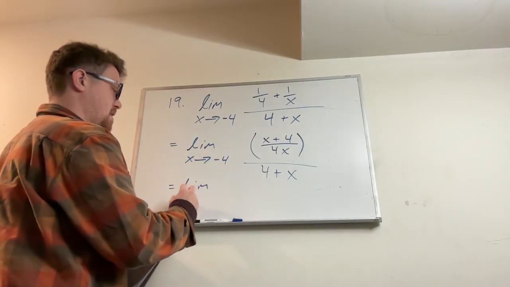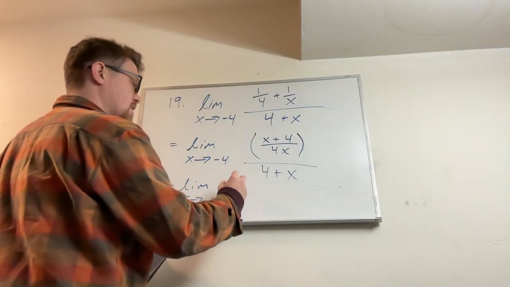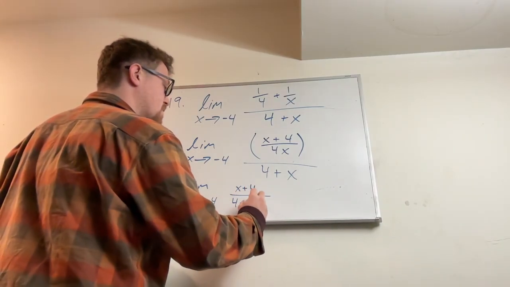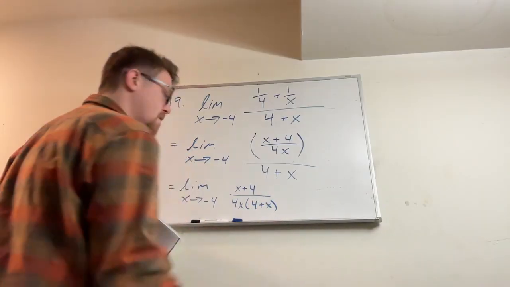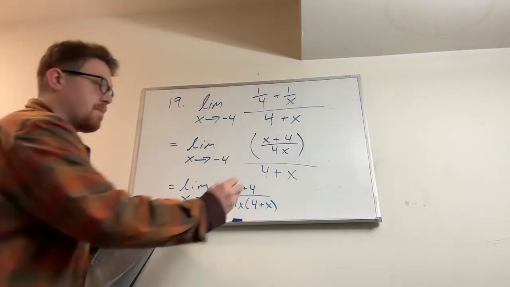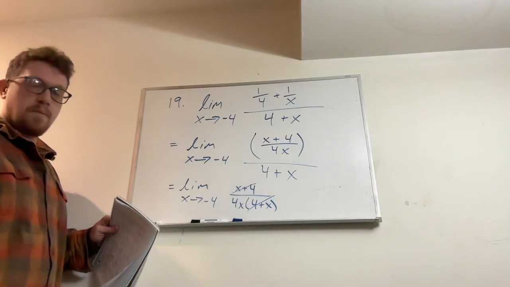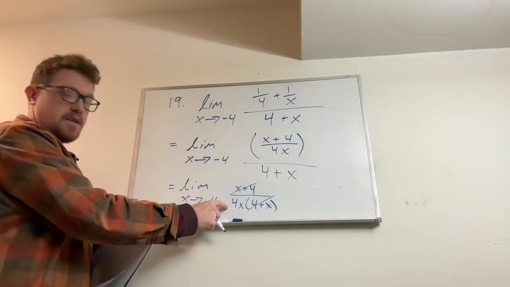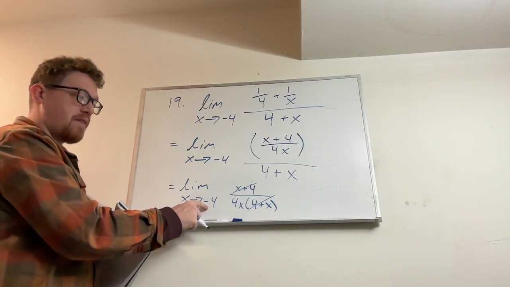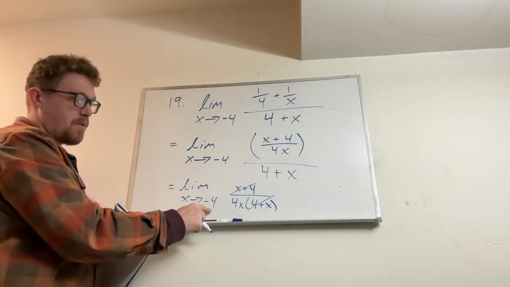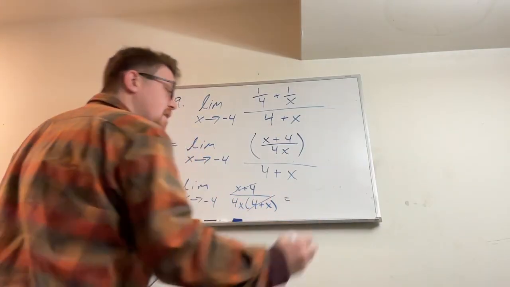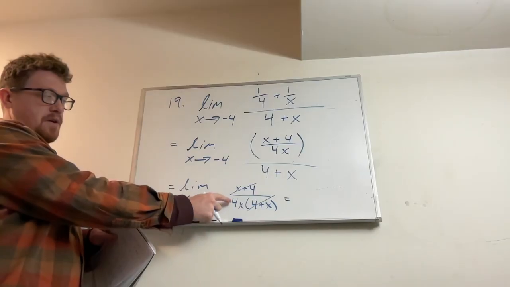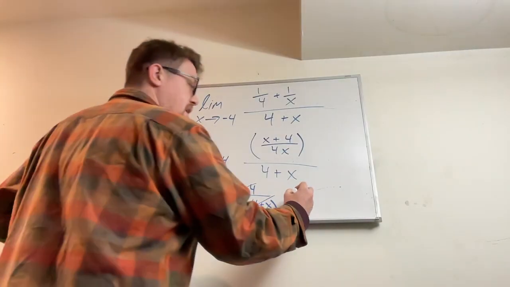I'll rewrite that. So really this is just x plus 4 divided by 4x times 4 plus x. And then again, just like the other problem, the x plus 4's cancel. Well, 4 plus x is the same thing as x plus 4. And now we have 1 over 4x, and that is a continuous function at the values that it's defined at. Not at 0, unfortunately, but we're not taking the limit at 0. So if I just plug in the value here, this is just 1 over 4 times negative 4, so we get negative 1/16.